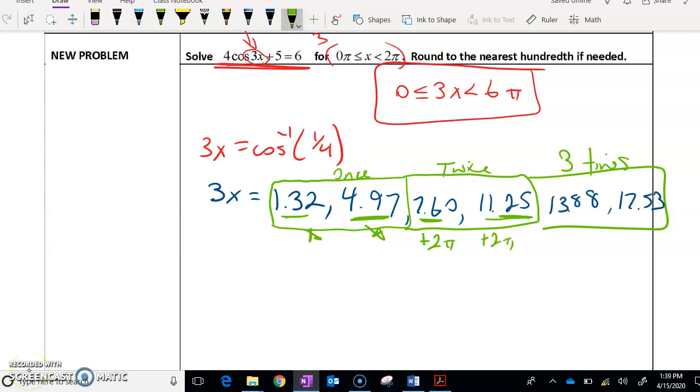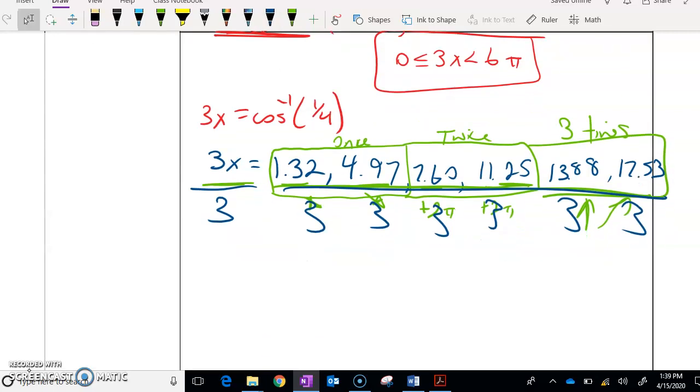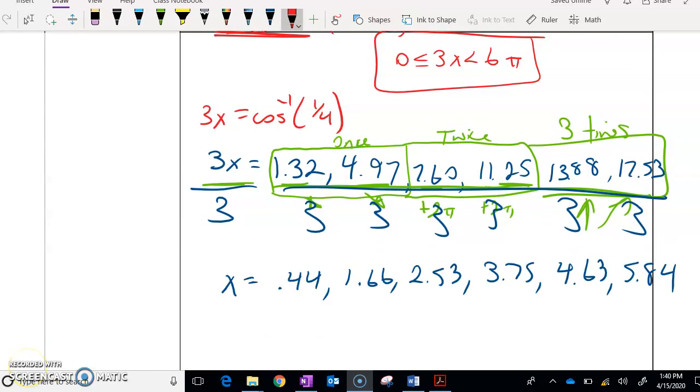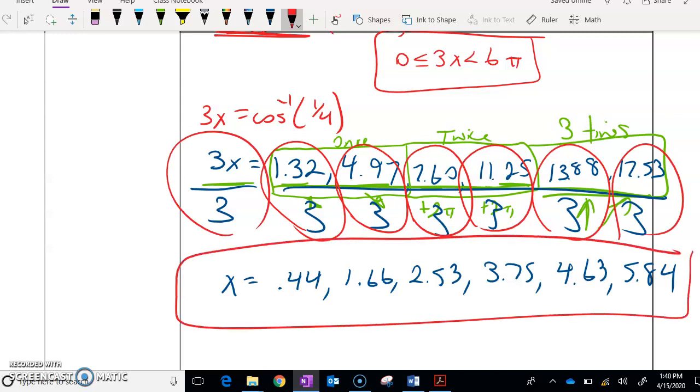Okay, so this was my other two once I added 2 pi to them. And so now what I'm going to do is take all of this and all of this and divide everything by 3 to get the x by itself. So go ahead and do that and we'll compare answers. Okay, guys, so I divided each of these by 3. That's all I'm doing, to get the x by itself over here, and this is my final answer for that.